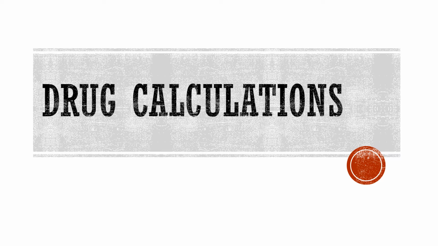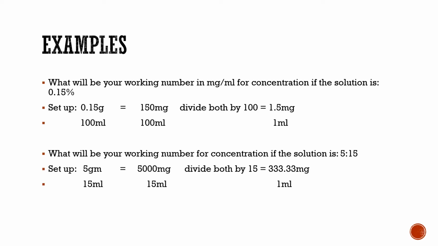But for right now, let's just go ahead and get through this. I did type out as much as I possibly could so you don't have to go through all my terrible drawings. This format hopefully works okay, so I just created this PowerPoint. Alright, so we're going to be looking at this type of question, and this actually comes off of your homework. You're going to be looking at what your working number will be in milligrams per mil for the concentration if the solution is 0.15 percent. Okay, so really what does that mean?